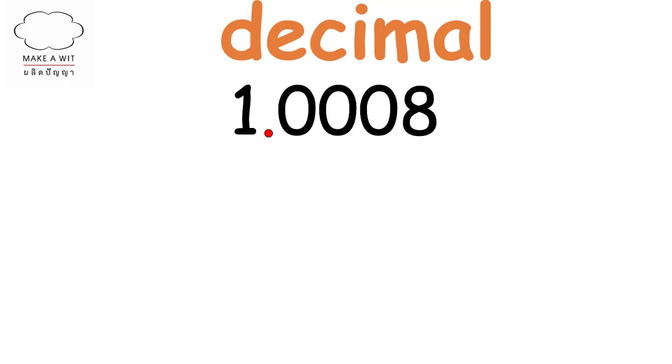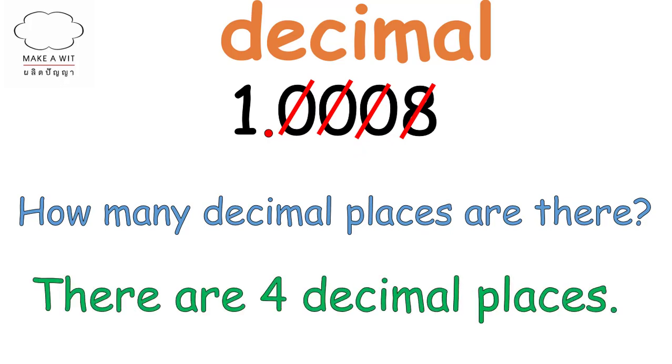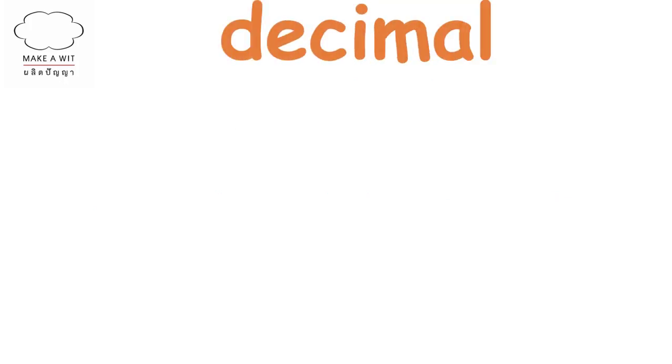This number is 1.0008. So the teacher asks, how many decimal places are there? There are 1, 2, 3, and 4. So there are 4 decimal places. Okay, if you don't understand, one more example.